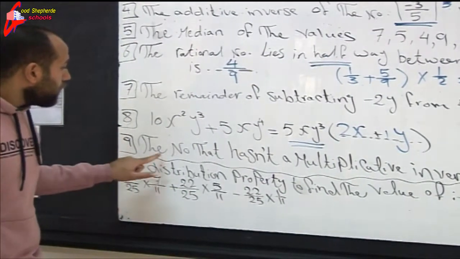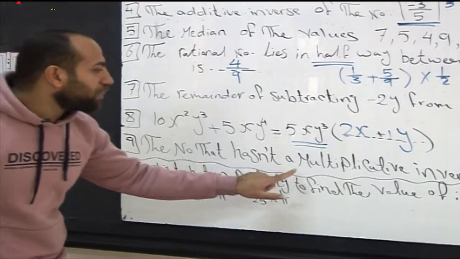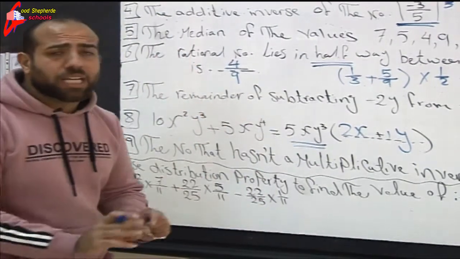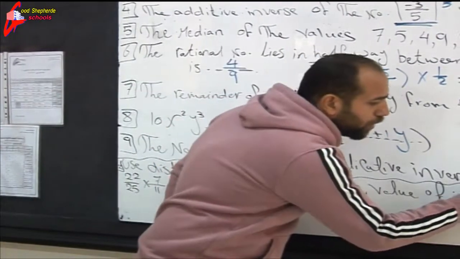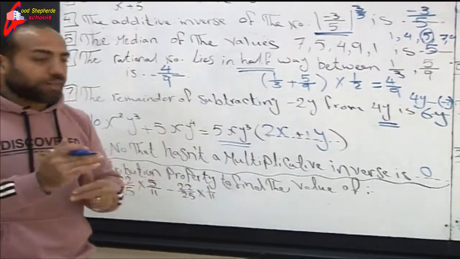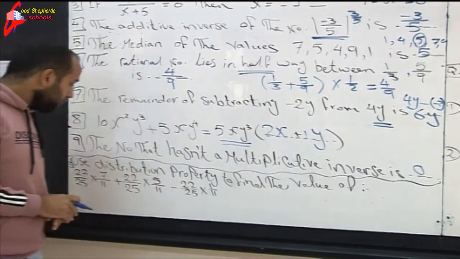Number 9. The number that doesn't have a multiplicative inverse. The only rational number that doesn't have a multiplicative inverse is 0. Because it's 0 over 1, I can't say 1 over 0. 1 over 0 is meaningless.